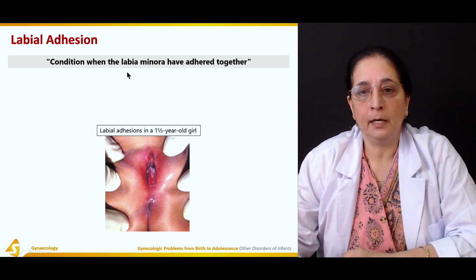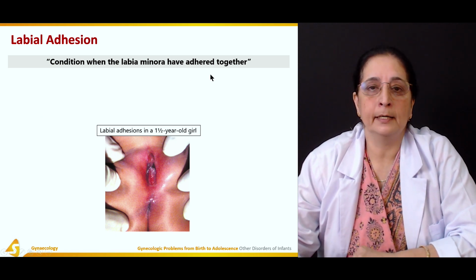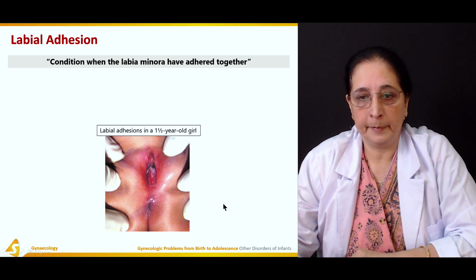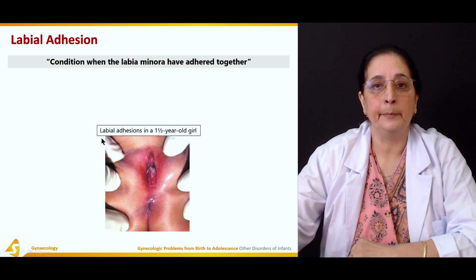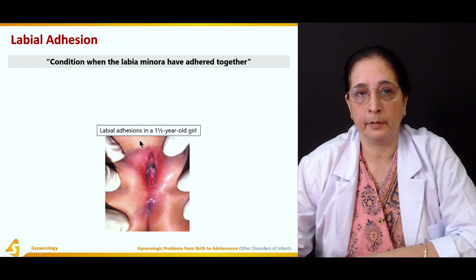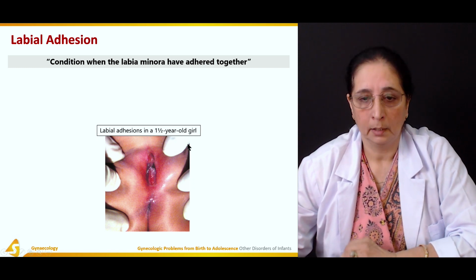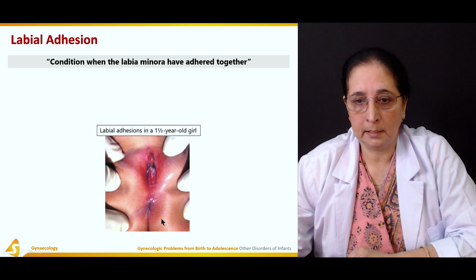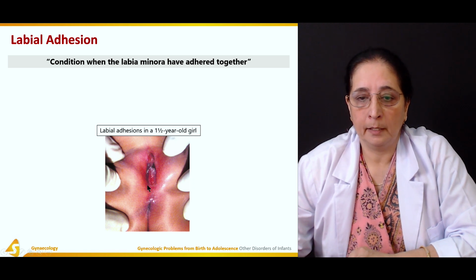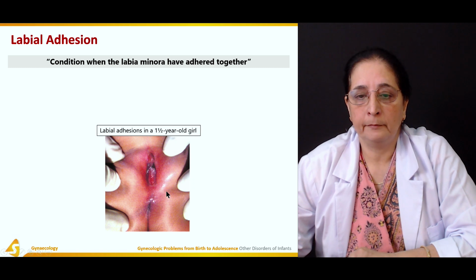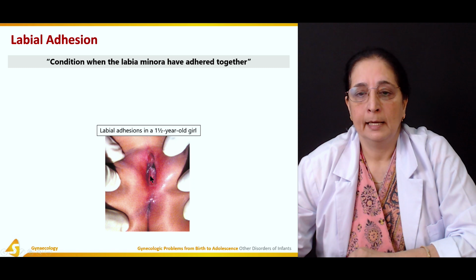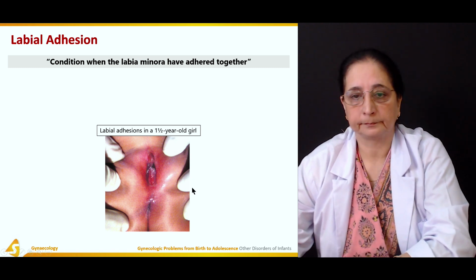It is a condition when the labia minora have adhered together. So in this picture you can see a labial adhesion in a 1.5-year-old girl. These are the labia minora, adhered, in a 1.5-year-old girl with labial adhesions. So this is the picture.